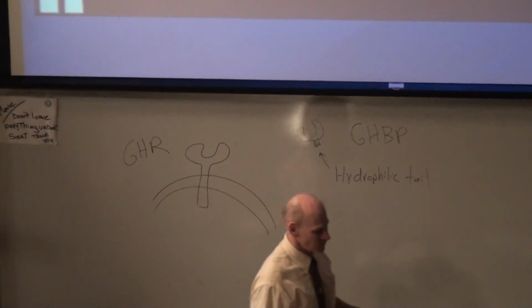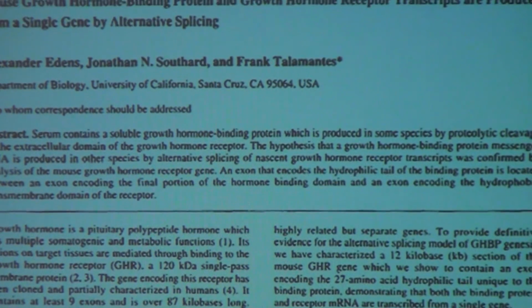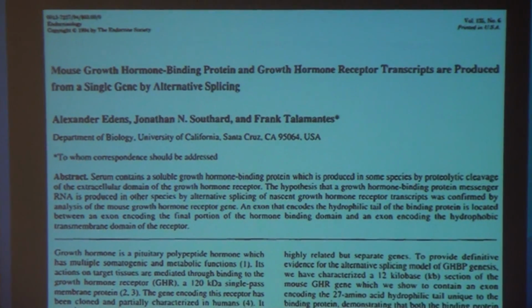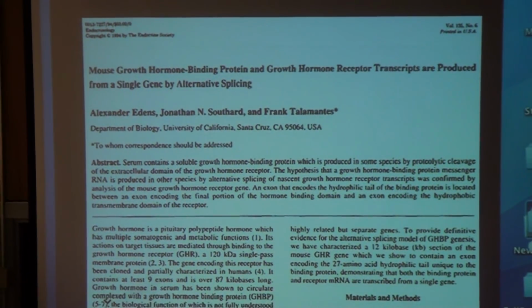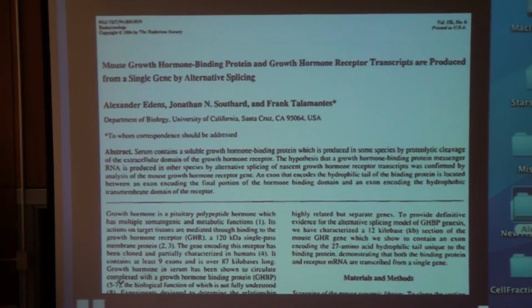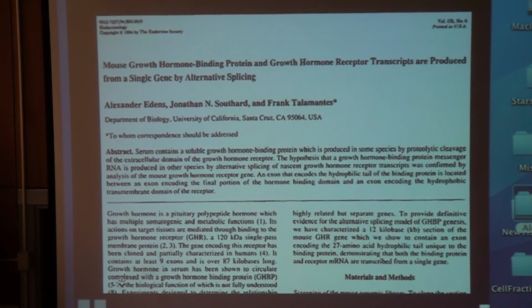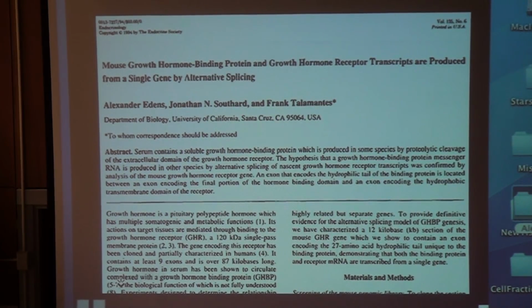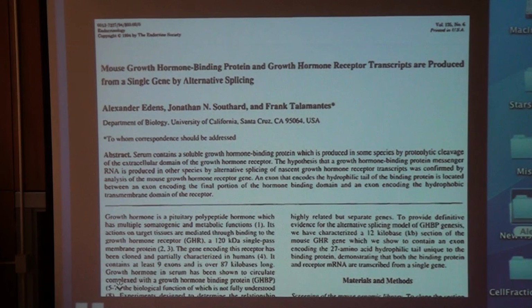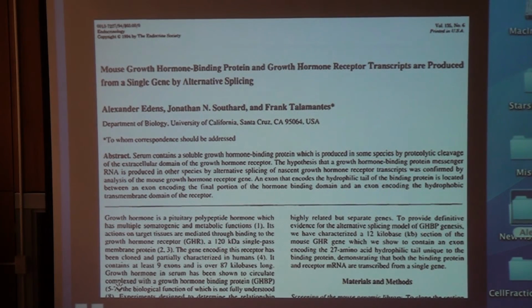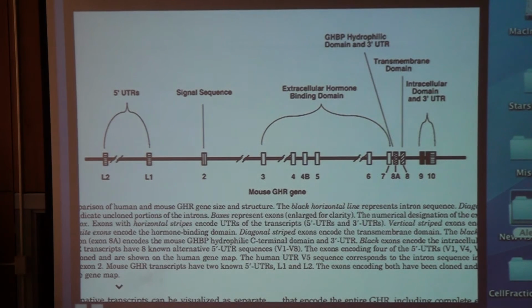And my thesis research centered around cloning the gene for the growth hormone receptor to see if the binding protein was being produced from the same gene by alternative splicing. And it turned out that that's exactly what it was. This is the structure of the gene as it emerged. It turned out to be a large gene with lots of exons.